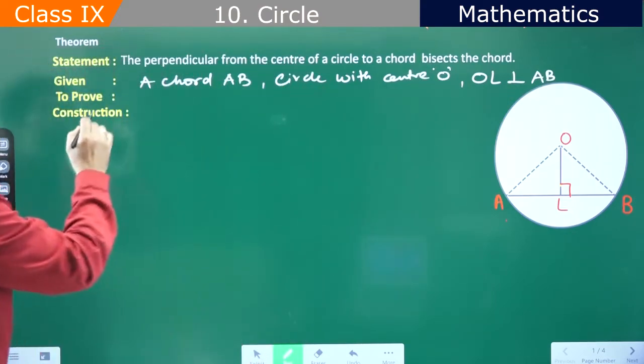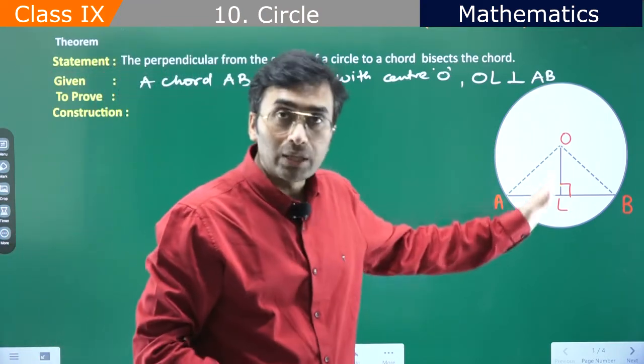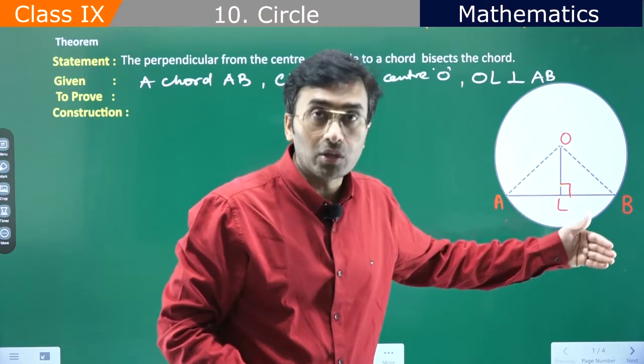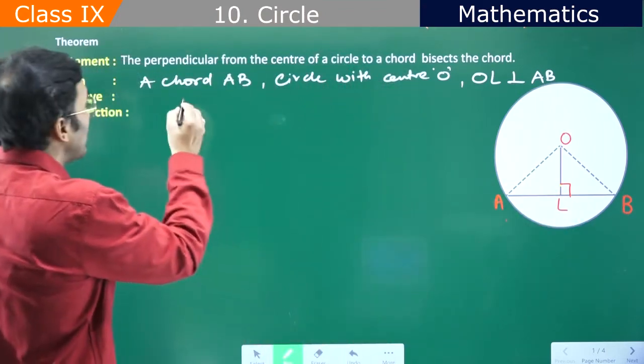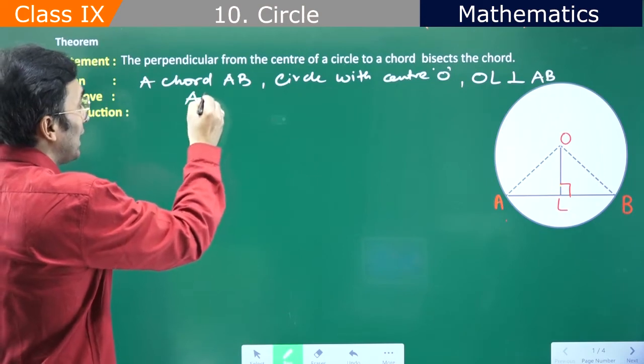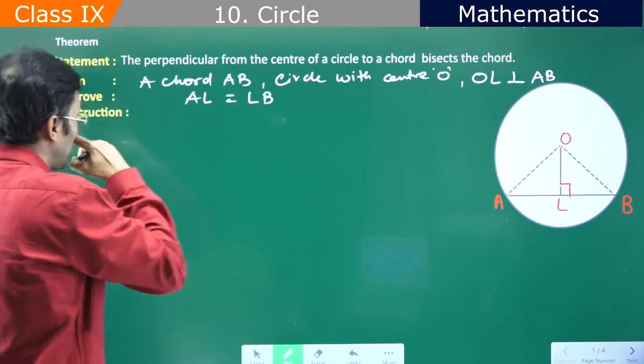Now, what do we have to prove? We have to prove that this perpendicular bisects the chord. Bisecting the chord means AL equals LB. So we'll write it here: we have to prove that AL equals LB. We have to show that.